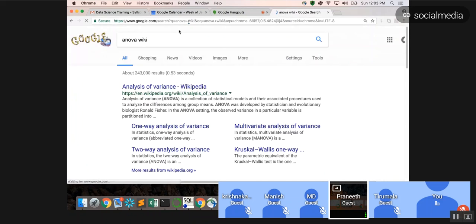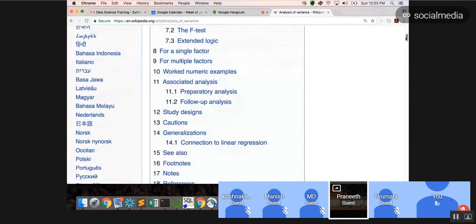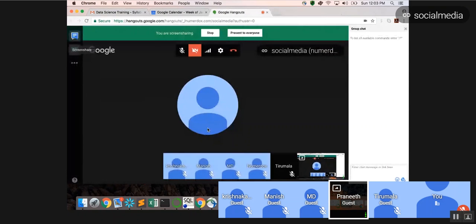So that's one example. There's nothing to do with regression or attributes or variables. I only give you numbers from different groups, and I want to say which group is better or the same as the other group. So this is ANOVA, for example. Anyway, this is an example. Does it make it clear?